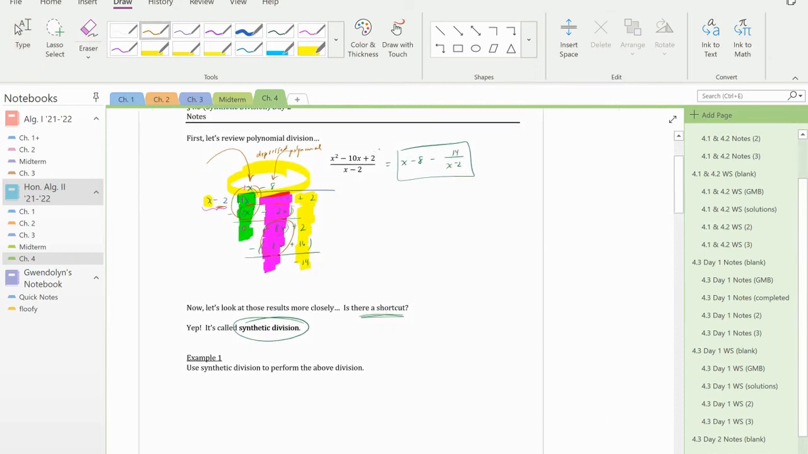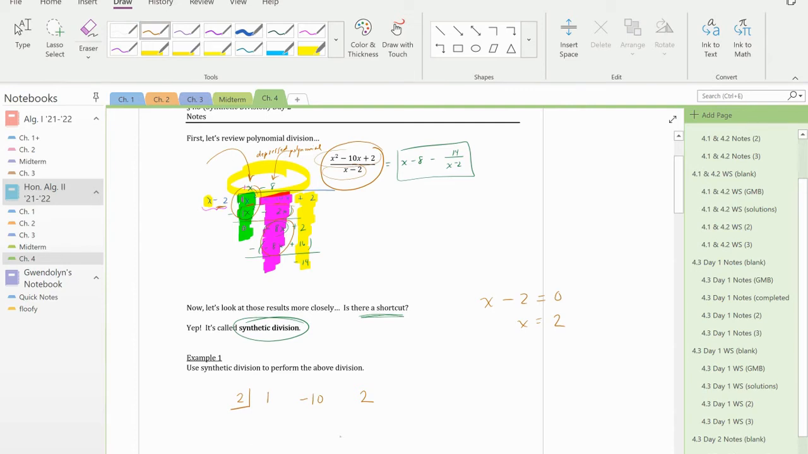If this is the problem we're working, first, I want you to think about what you're dividing by. What makes that 0? 2 does. So this is called the synthetic division. We're going to put a 2 in a box. So it's like whatever the divisor is, what makes that 0? Okay, that goes in the box. And then the only thing I need to worry about are the coefficients of what I'm dividing into. I'm just going to write those down. It's a 1, a -10, and a 2.